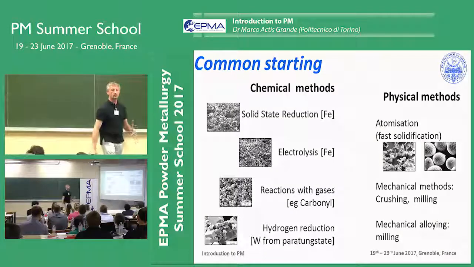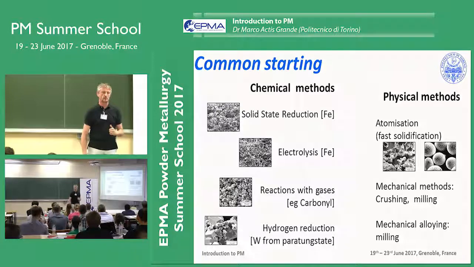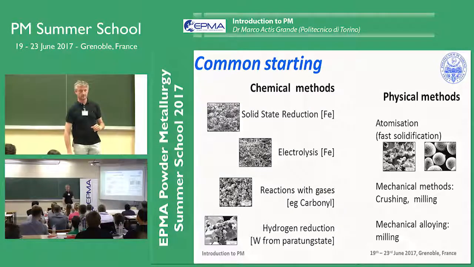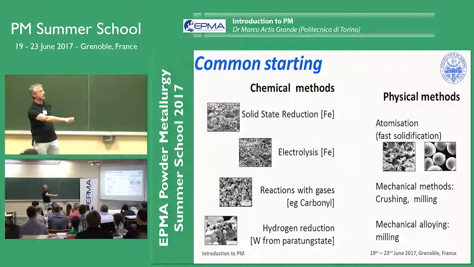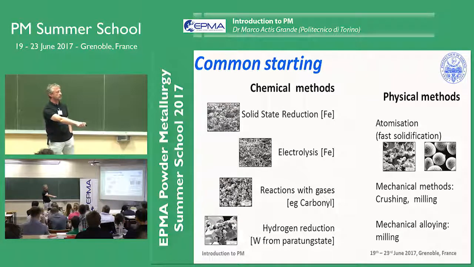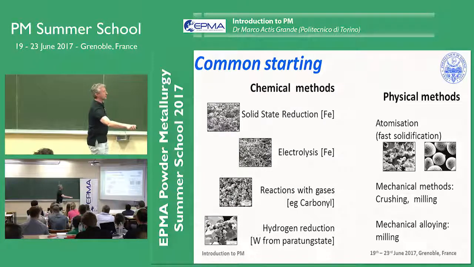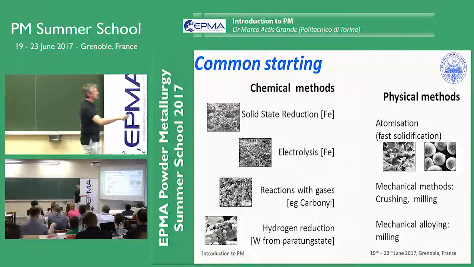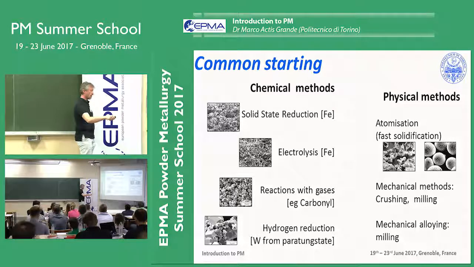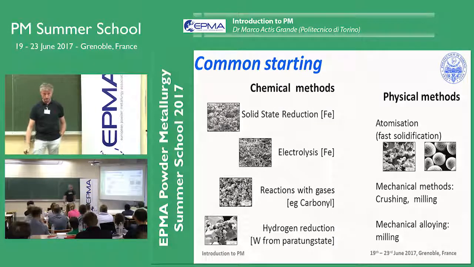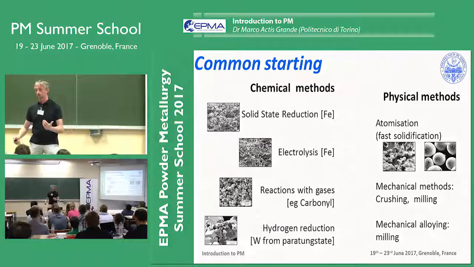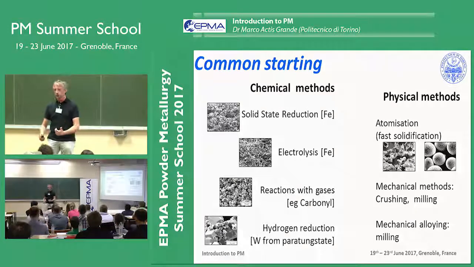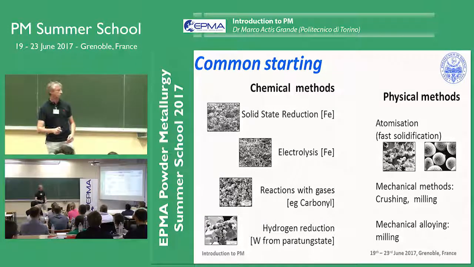Now, which kind of methods do we have to produce these powders? It depends. On what? On the process and on the type of powder that you have to produce. Basically, there are chemical methods or physical methods like atomization, mechanical methods like crushing or milling or mechanical alloying. In terms of the chemical, solid state reduction, electrolysis, reaction with gases, and hydrogen reduction. Of course, every different method provides a different type of powder, to be used in a different process, as you will see later on.